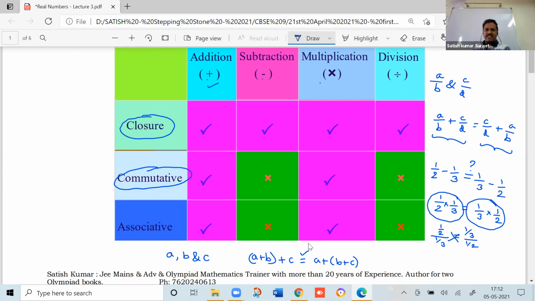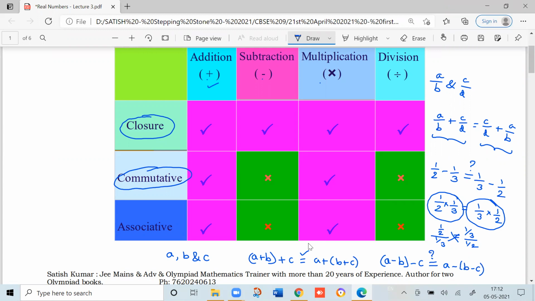Now, let us discuss with respect to subtraction. Is (A minus B) minus C the same as A minus (B minus C)? Are they the same or different? No, sir, they are different. They are not equal, because the left side will be A minus B minus C, whereas the right side will be A minus B, minus of minus becomes plus C. So they are not equal. That means rational numbers do not satisfy associative property with respect to subtraction.